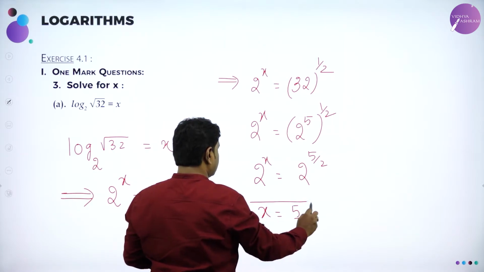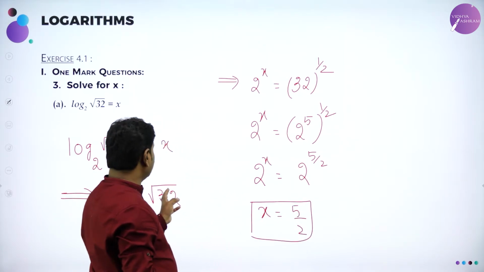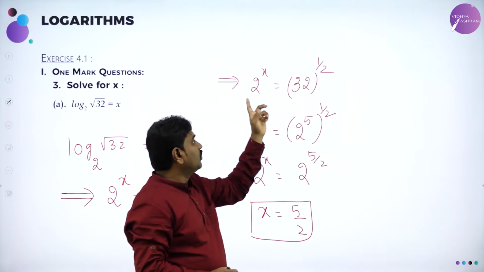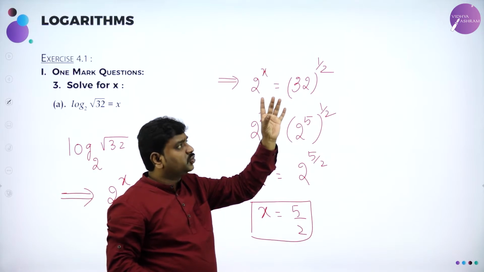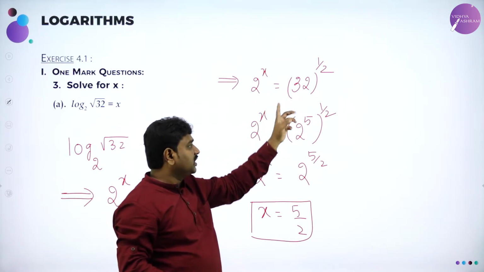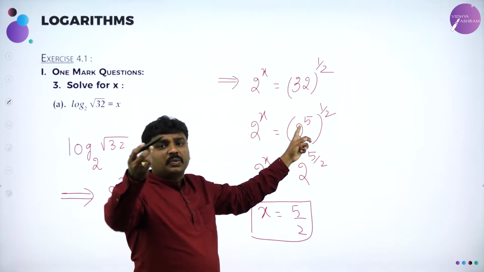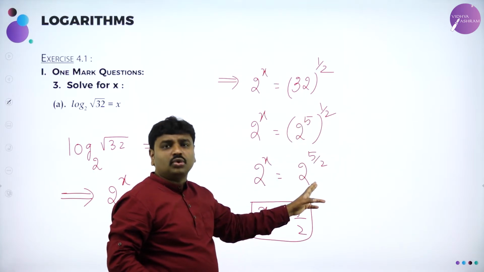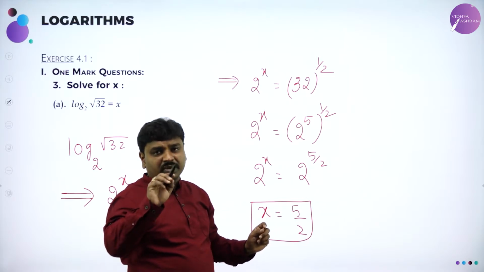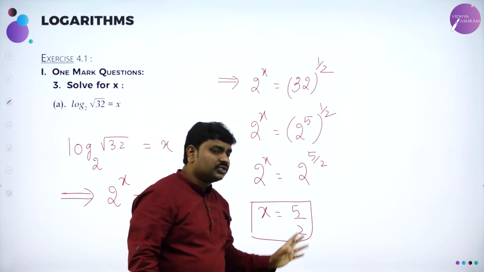That's it. So first I observed that root can be written as power half. Now I want to write 32 in terms of 2. 2 power 5, 2 2s are 4, 2s are 8, 2s are 16, 2s are 32. So I can write 32 as 2 power 5. Now it is a power m whole power n. A power m whole power n is a power m into n. So 5 by 2. Now bases are same. If bases are same, we can equate the powers. So equate the powers, x becomes 5 by 2. That's it.